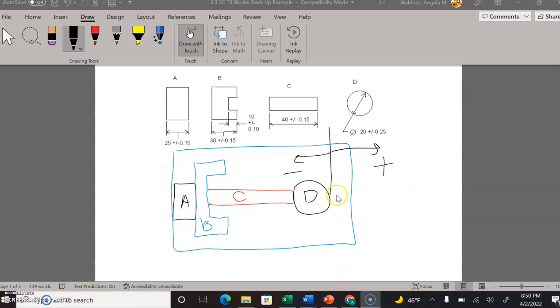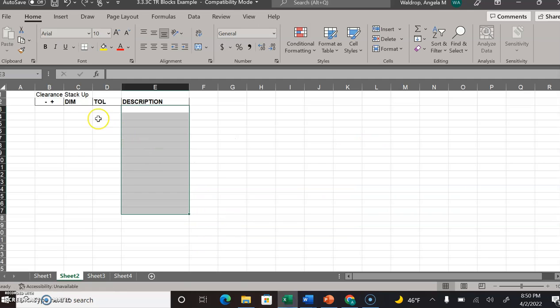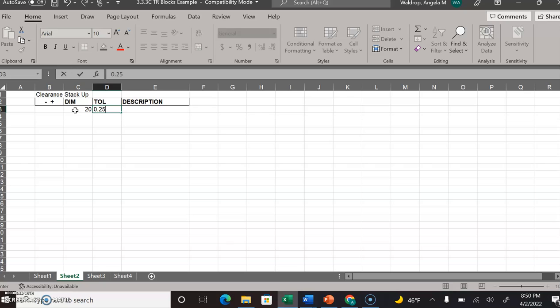So our starting position, as we saw before, is this edge of block D, and we're moving over to the other edge of block D. Block D has a dimension of 20 plus or minus 0.25. So that's going to be the first dimension that I'm going to put into my stack up. And then I'm going to type in a description, block D diameter.